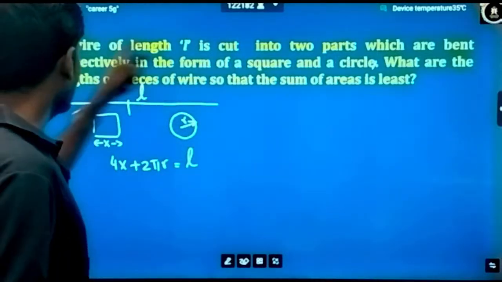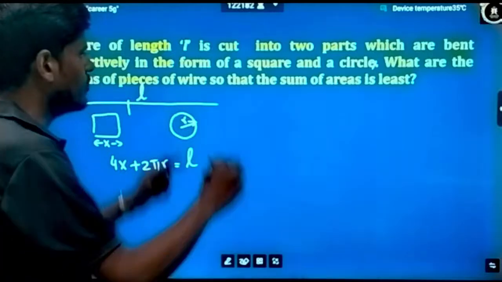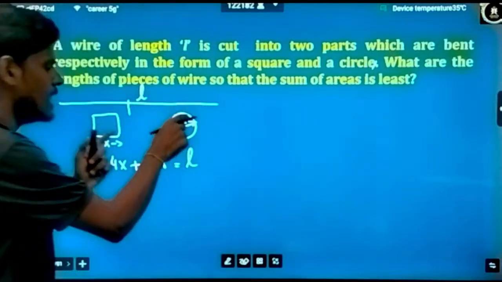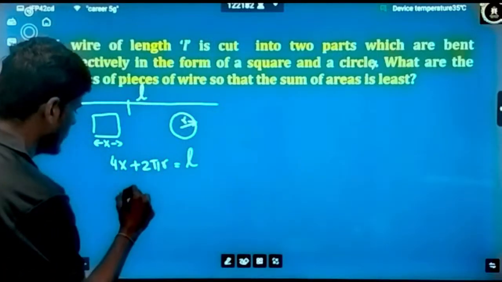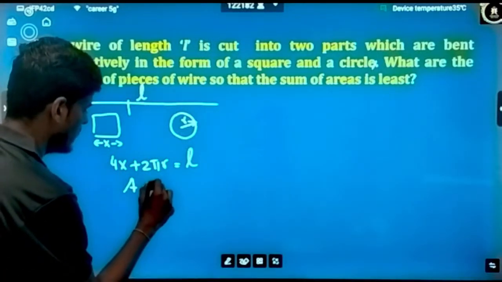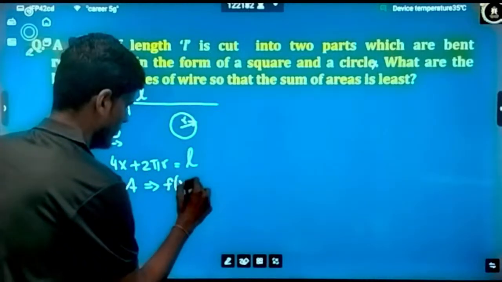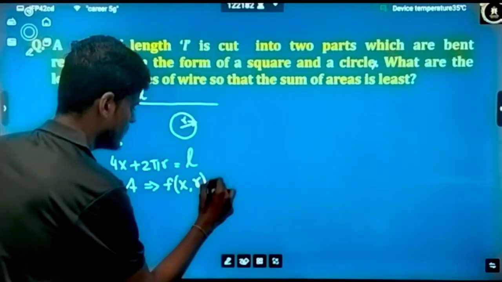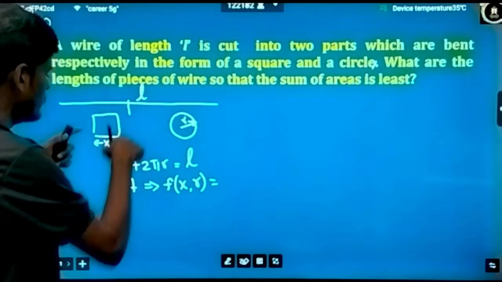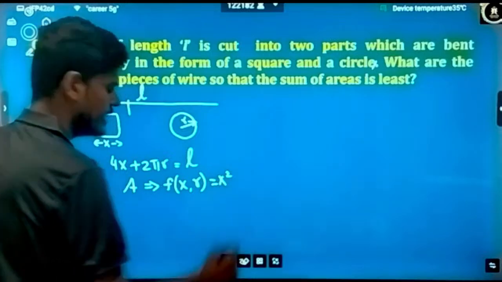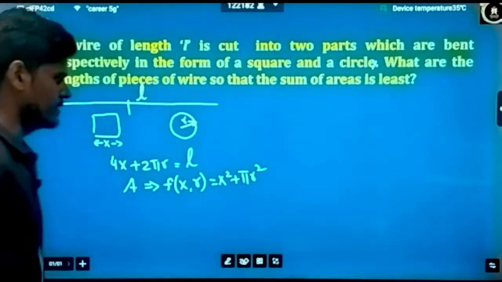Next, what is asked? What are the lengths of pieces so that the sum of areas is least? So we have to find the area of square as well as circle and add, and that sum should be the least number. So that means area is a function of x and r. X and r are two variables here. What is the area function? Area of square is x square plus area of circle is pi r square.